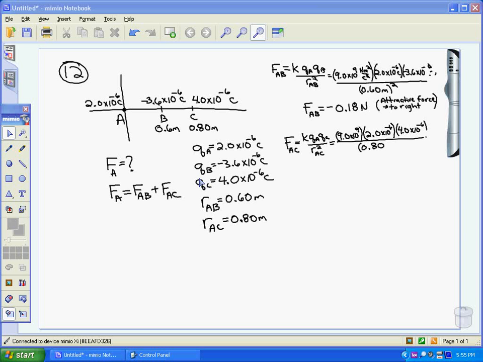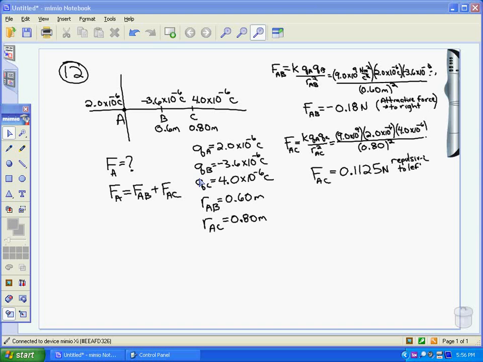So the force on A from C is going to be 0.1125, a positive value. It's a repulsive force on A, and that's newtons. So it's repulsive, so it's going to be to the left. So we're going to say positive forces are going to be to the left in this case, and negative forces are going to be to the right.